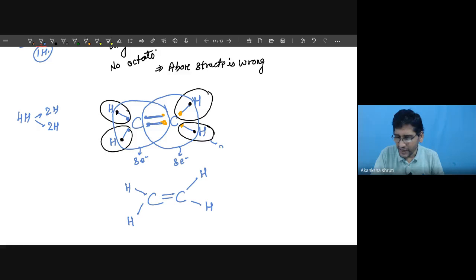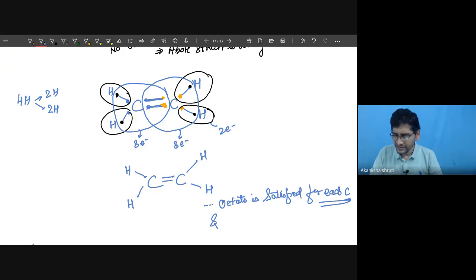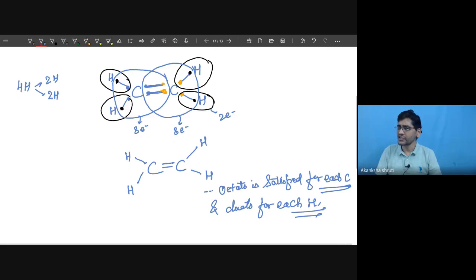Each of the hydrogen has 2 electrons, so it's also okay. This way the octet is satisfied for each carbon. For each and every carbon, the octet configuration has to be completed, and a duet for each hydrogen. So this way, this is a stable structure.